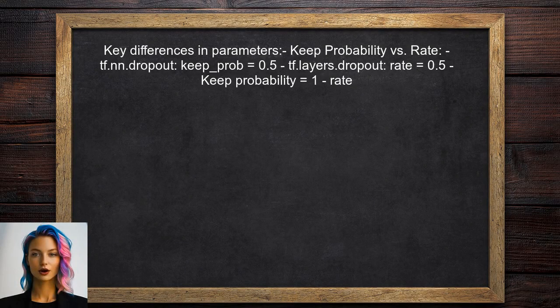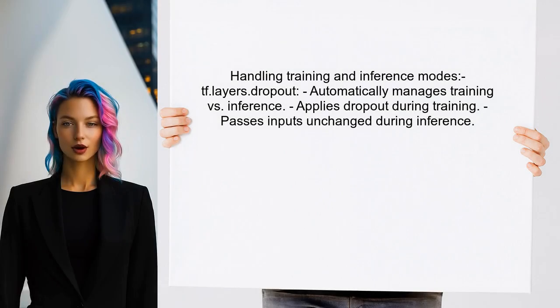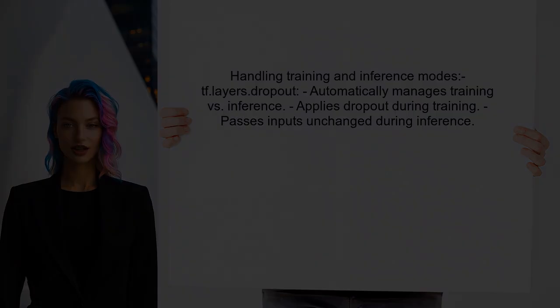It's important to note that while both functions achieve similar results, the parameters they use are different. The keep probability in tf.nn.dropout is the complement of the rate in tf.layers.dropout. For instance, a rate of 0.5 in tf.layers.dropout corresponds to a keep probability of 0.5 in tf.nn.dropout. Additionally, the user should be aware that tf.layers.dropout automatically handles the training and inference modes. When the user sets training to true, it applies dropout. Otherwise, it passes the inputs through unchanged.